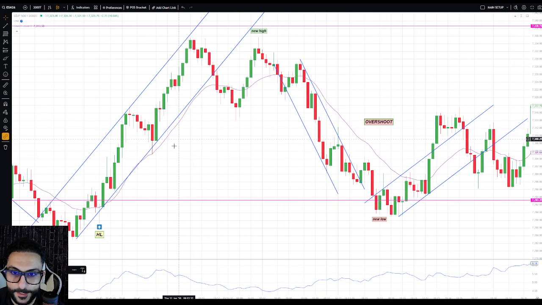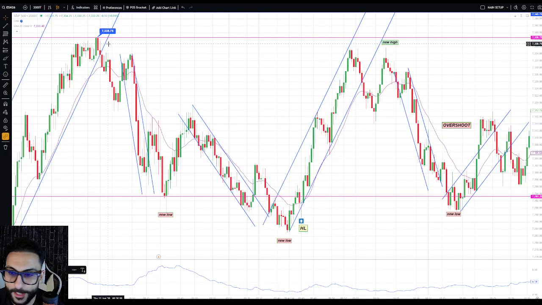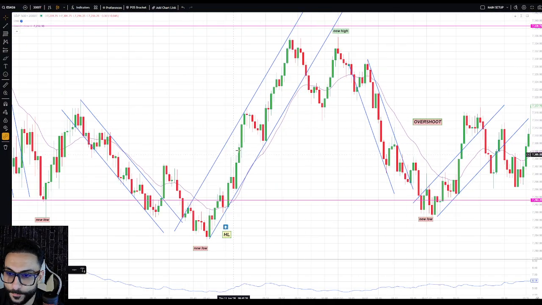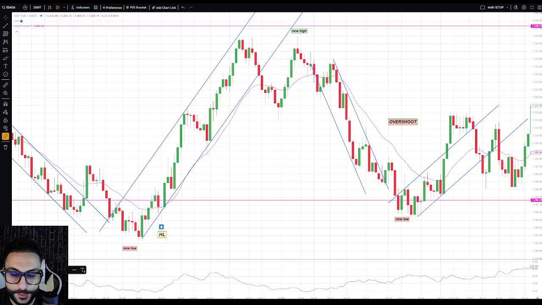Now, once I saw this, I expected price to make a new high for this bigger uptrend. So I was anticipating a long position. So what we're going to do is we're just going to draw the corrections because we have to make sure the downtrends play out before we take any long positions, right?